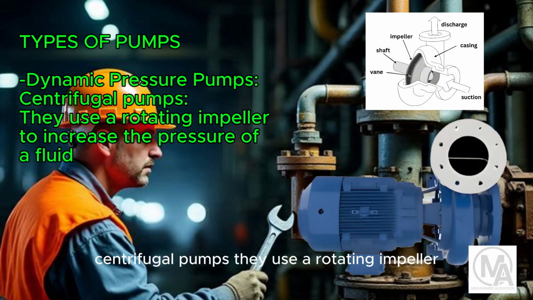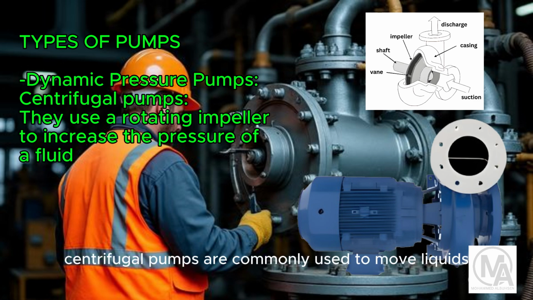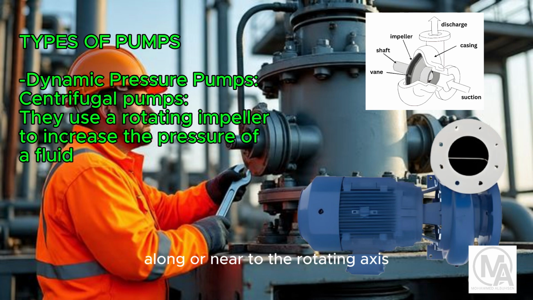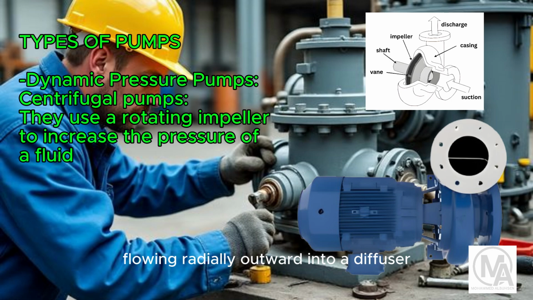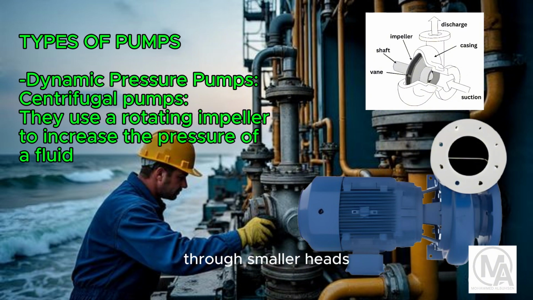Centrifugal pumps. They use a rotating impeller to increase the pressure of a fluid. Centrifugal pumps are commonly used to move liquids through a piping system. The fluid enters the pump impeller along or near to the rotating axis and is accelerated by the impeller, flowing radially outward into a diffuser or volute chamber casing, from where it exits into the downstream piping system. Centrifugal pumps are used for large discharge through smaller heads.